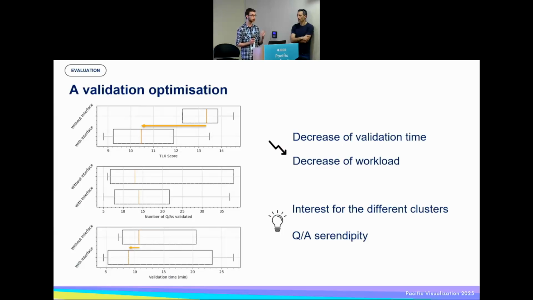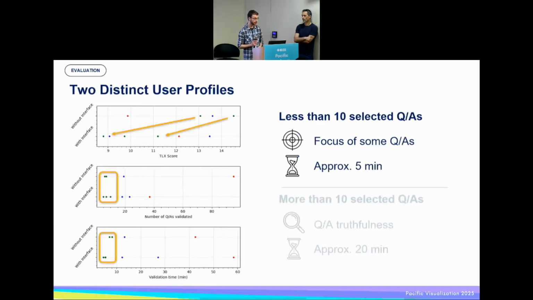For this, we compare our interface, with visual cue and clustering, with another interface without these tools. The final interview also highlights the interest of journalists for the QA serendipity, thanks to the use of AI to generate this QA. Finally, we also highlight two different profiles of users, split according to the number of selected QA. We show that there is an impact difference between these two profiles.